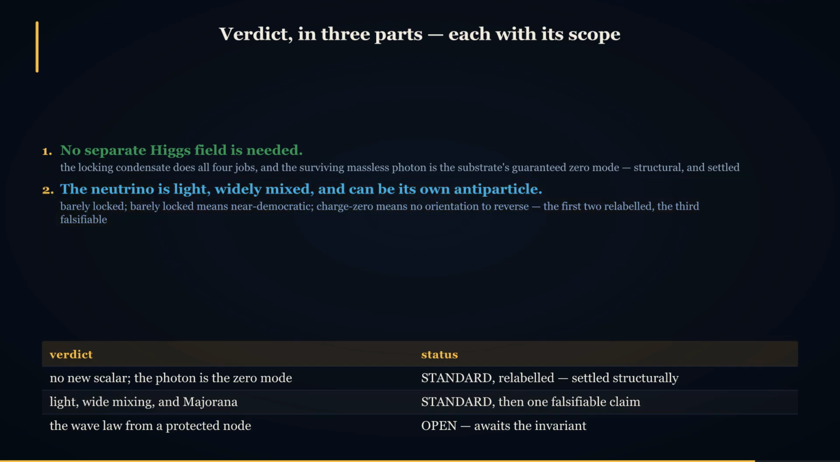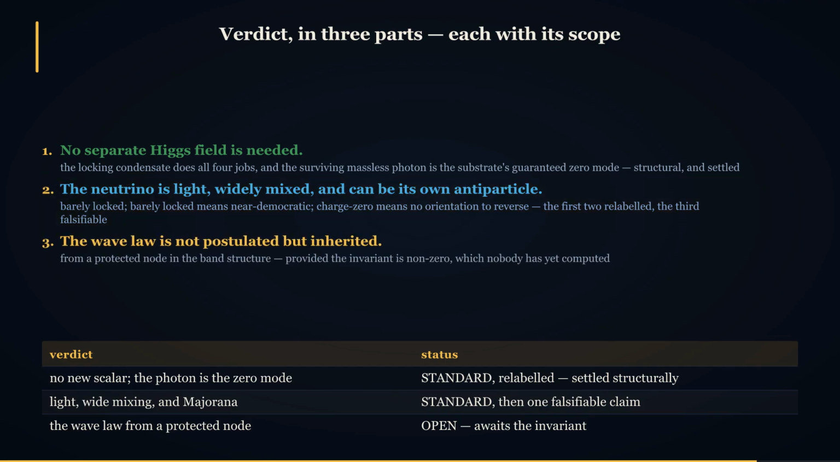3. The wave law is not postulated. It is inherited from a protected node in the band structure, provided the invariant is non-zero. And whether it is, nobody has yet computed.